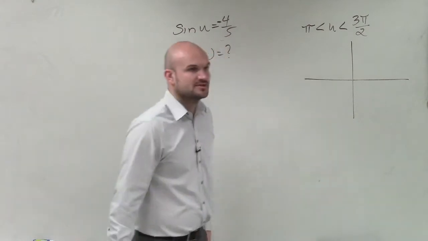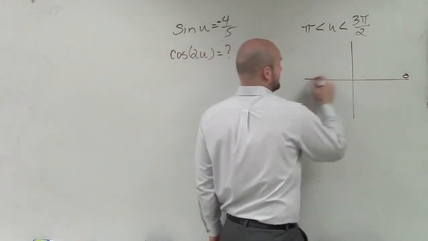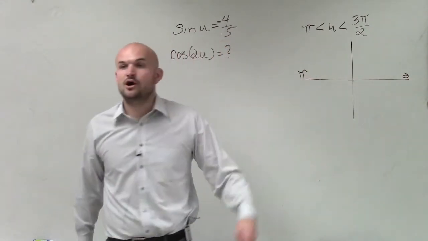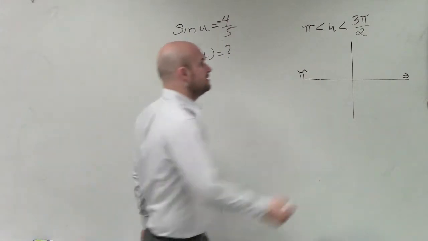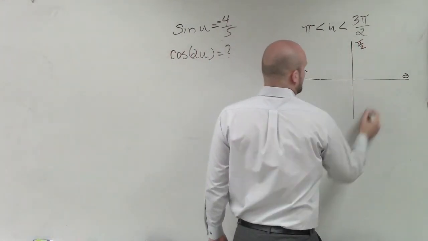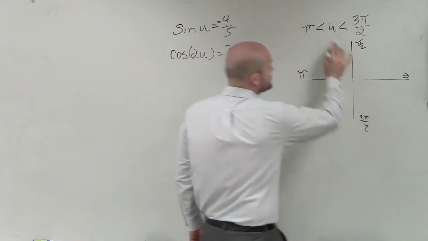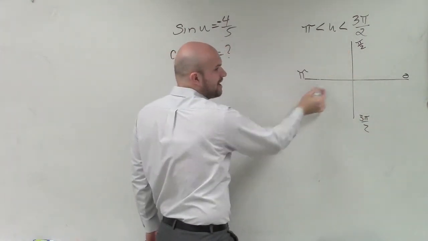Which quadrant is it going to be in? Yes, 3, you think? You really think? Let's go and see. So if we know halfway around where it would be pi, this would be pi halves, and this would be 3π/2. So if it has to be less than 3π/2 but greater than pi, then yeah, you're correct.